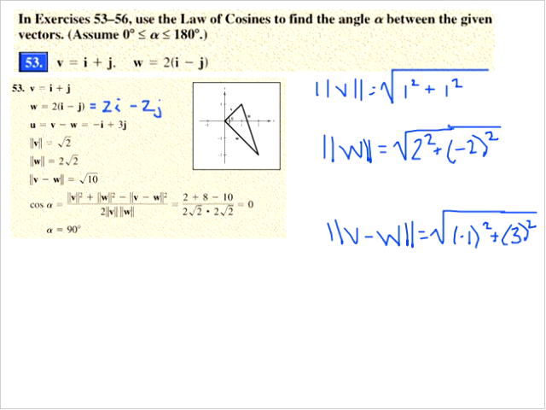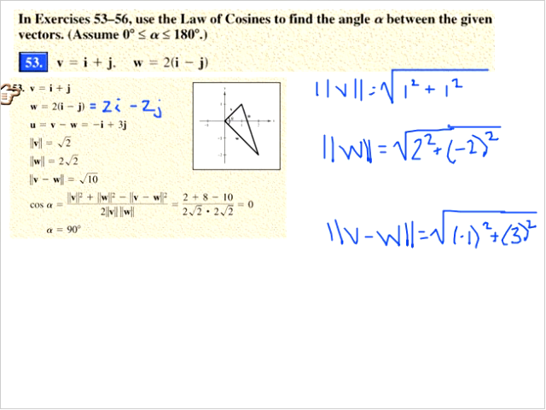Okay, to finish things up here, we're going to actually use the law of cosines to find the angle between the given vectors. I don't know why they just don't use theta. It's probably easiest, but that's okay. I forgot what Greek letter that actually refers to. I'm kind of drawing a blank there.